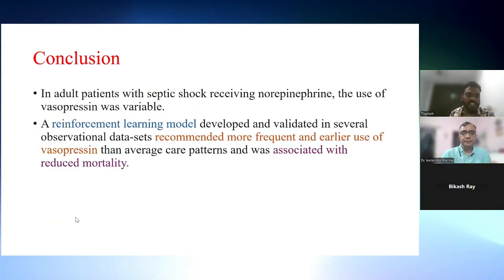So coming to the conclusion, in adult patients with septic shock receiving norepinephrine, the use of vasopressin was variable, as we have seen from the literature review also. So this reinforcement learning model, developed and validated in several observational data sets, recommended more frequent and earlier use of vasopressin than the average care patterns. And this earlier and more frequent use was associated with reduced mortality in the study.